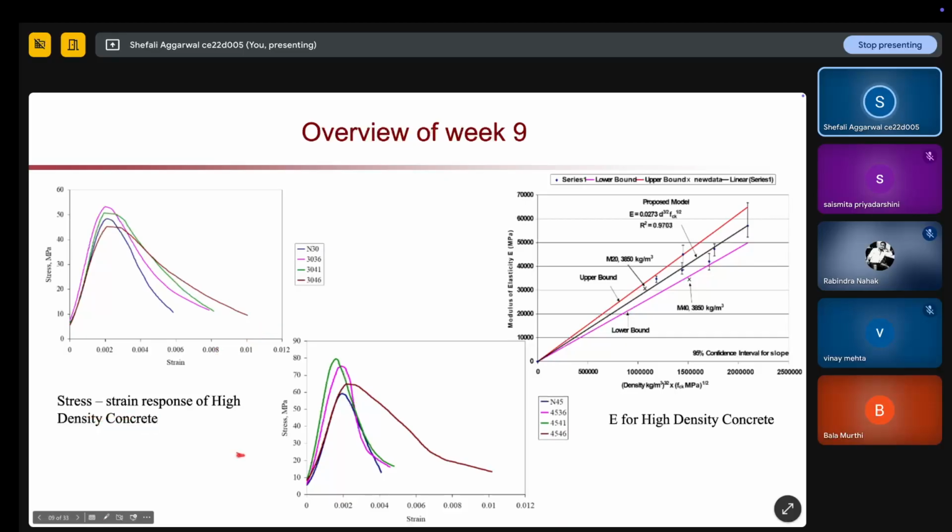Same way, this is the stress strain curve of high density concrete. So with different types of fibers how it is changing, and same way here also you can see similar kinds of curves with different types of fiber or different fiber concentration. Lastly, it is the modulus of elasticity for high density concrete. So if you see here how your modulus of elasticity is changing for different types of concrete system. So for M20 concrete, for M40 concrete, how it is changing.